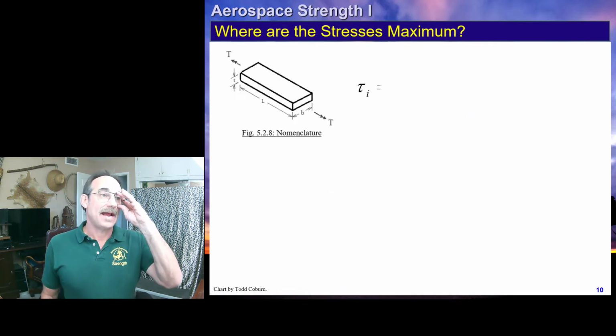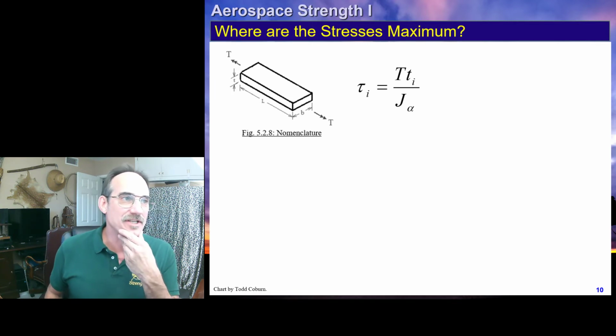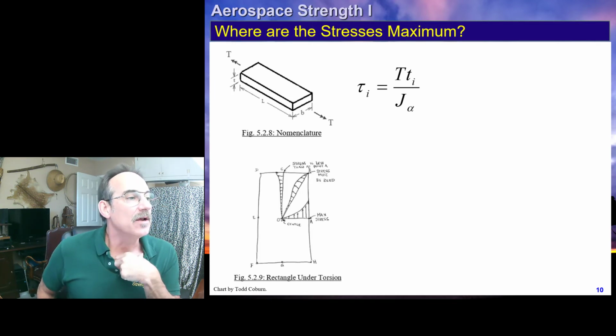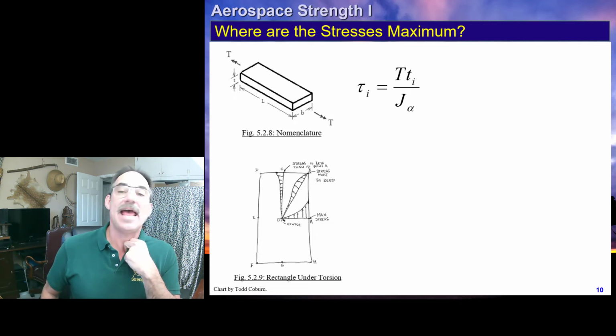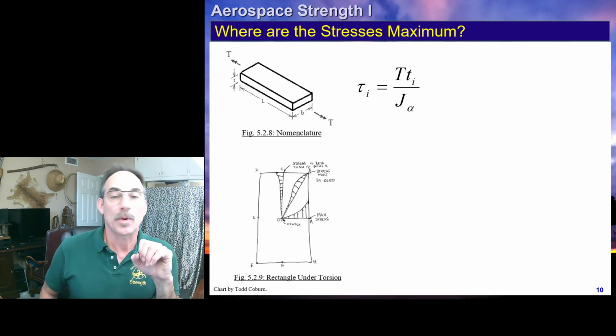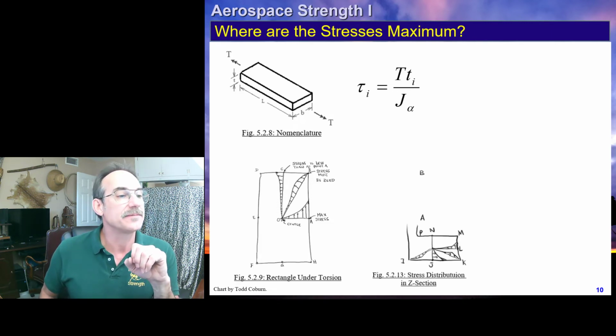Where are the stresses maximum? We talked about that as well. This is our shear stress equation, and we saw our distribution of stress was nonlinear. It has to be 0 at point B. It can peak up at point A and point C, but you'll notice that at A, which is the surface of the center of the thickest flange, that's where we're going to see the highest stress.